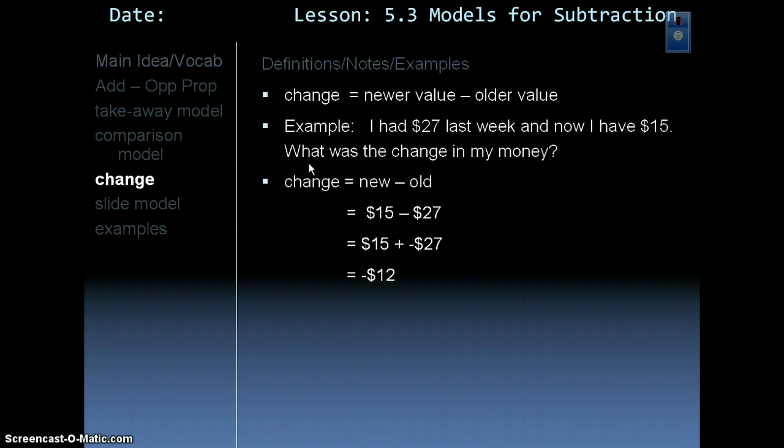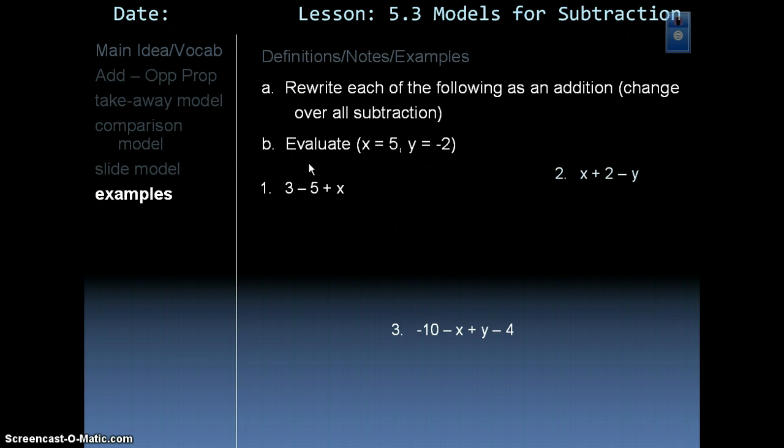Finally, we're going to talk about a couple of examples. You should try each of these before revealing the answer. So the first step would be to rewrite each of the following as an addition, where we're going to change over all of the subtraction to addition, and then we're going to evaluate. And I'm going to go ahead and let you know that x in this case is equal to 5 and y is equal to negative 2. So take a moment, press pause, try these on your own, and then reveal the answers.